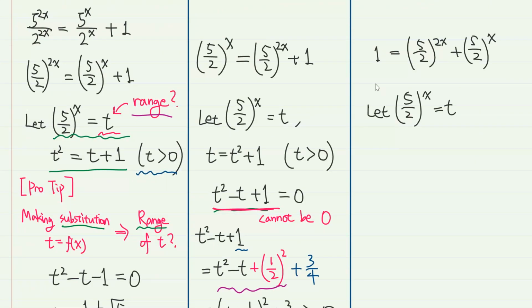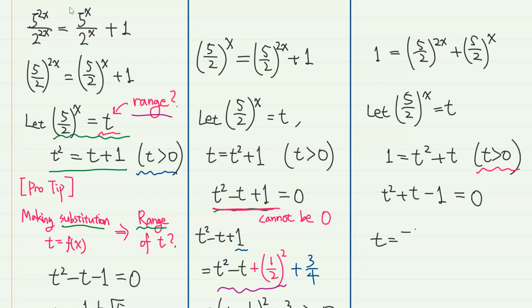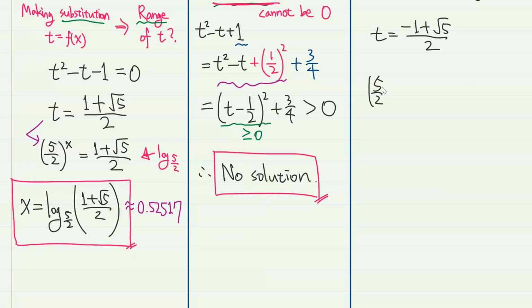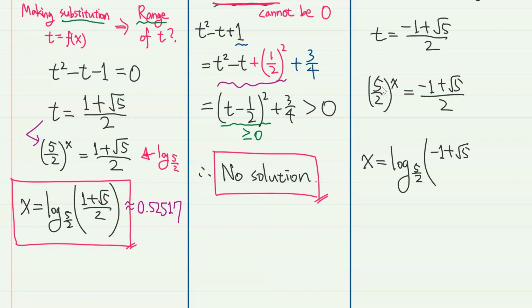Letting (5/2)^x as t, we have 1 equals t squared plus t, and t being positive. So we have t squared plus t minus 1 equals 0. And taking the positive root, we have t equals (minus 1 plus square root of 5) over 2. Which means (5/2)^x equals (minus 1 plus square root of 5) over 2. So we have x equals log base 5/2 of (minus 1 plus square root of 5) over 2. And since this number is less than 1, we now have a negative root.